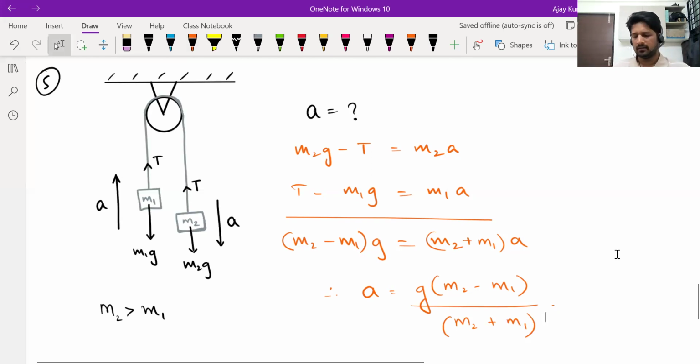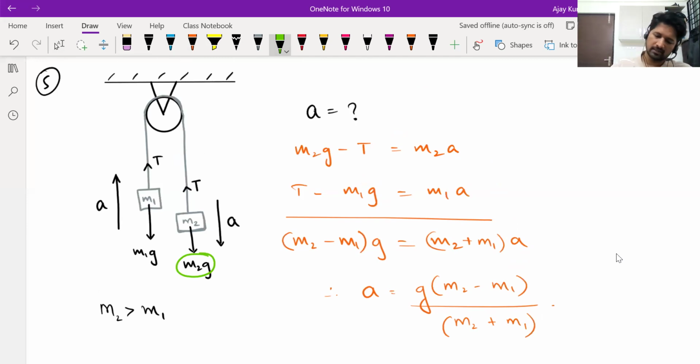Fine. Now there is a quick way to get this answer. Listen. M2G, the weight of block M2, is trying to make the system go this way, whereas M1G, the weight of block M1, is trying to make the system go this way. They are trying to do exact opposite things. On one side there is M2G pulling, on the other side M1G pulling, and M2G is the dominant force, since M2 is more than M1, given in the problem.